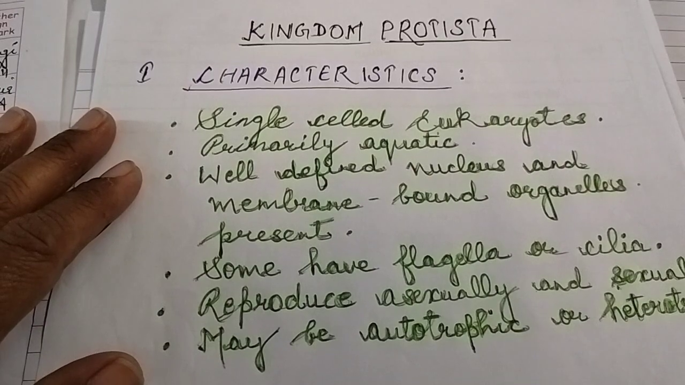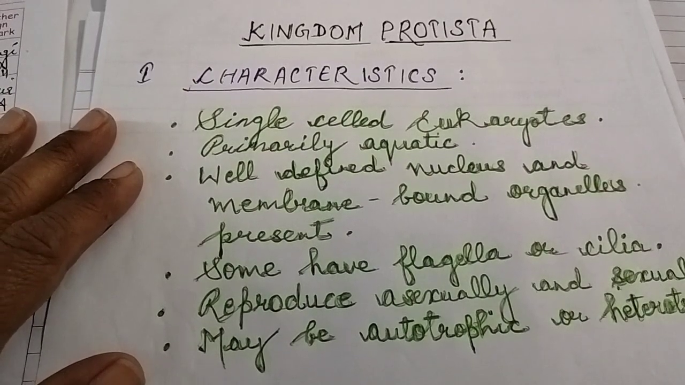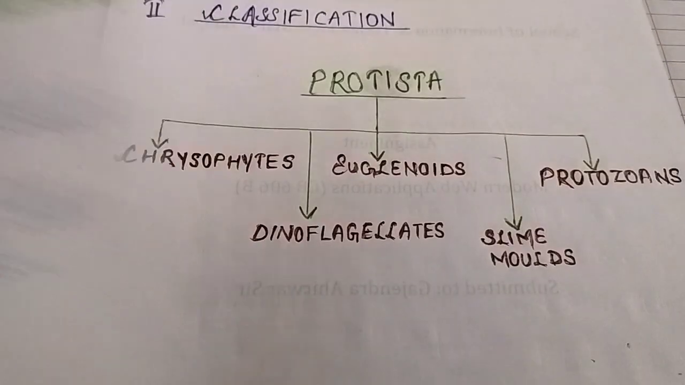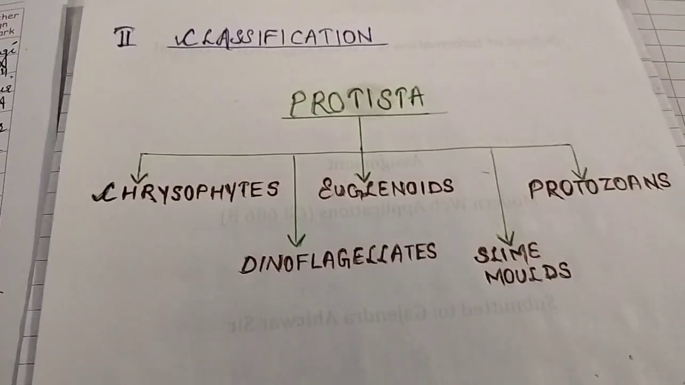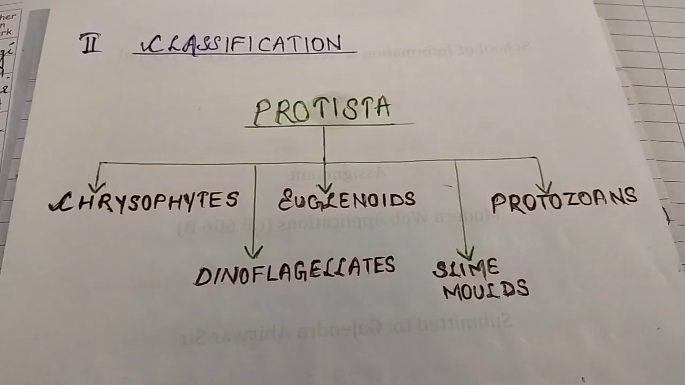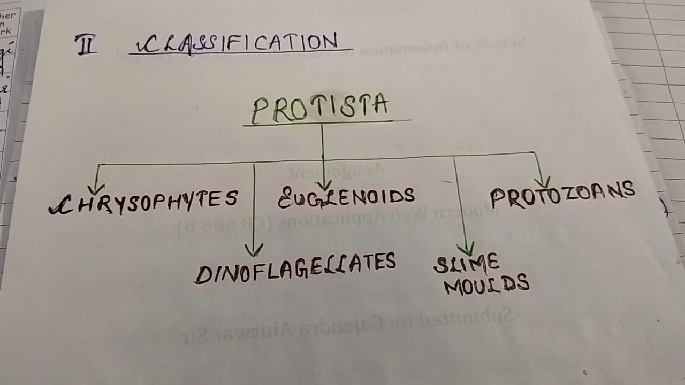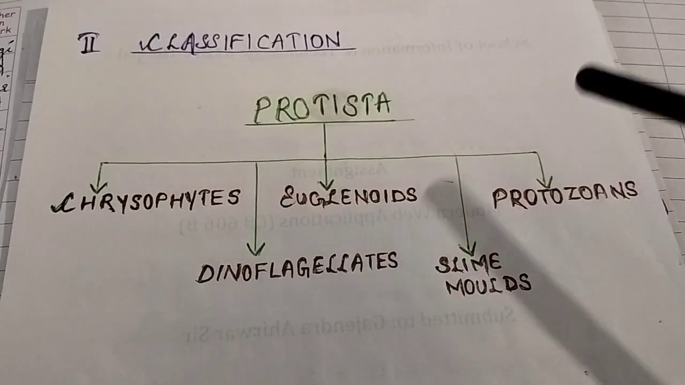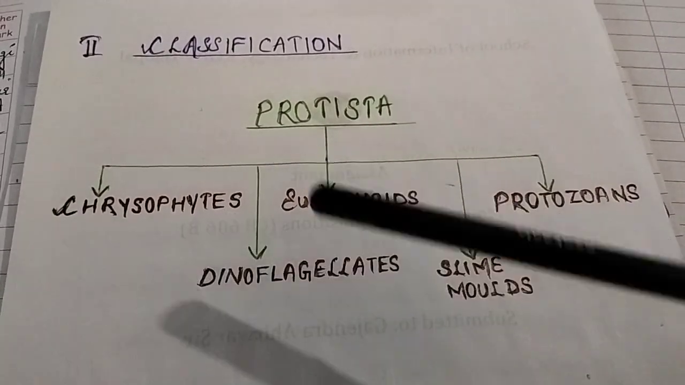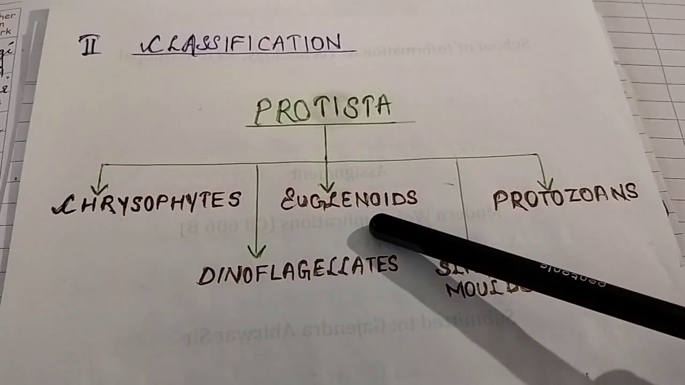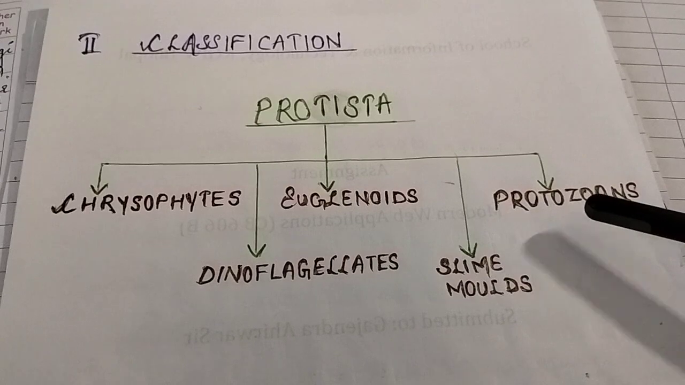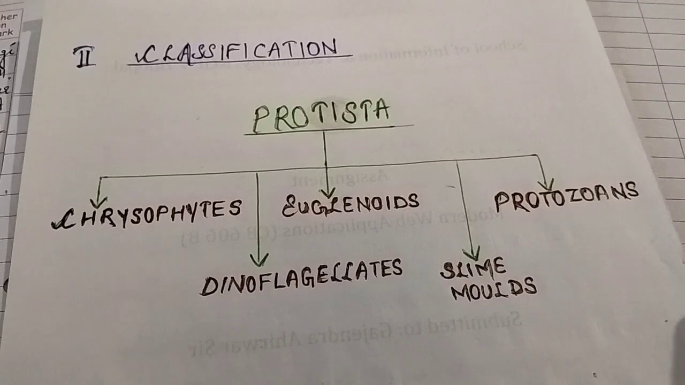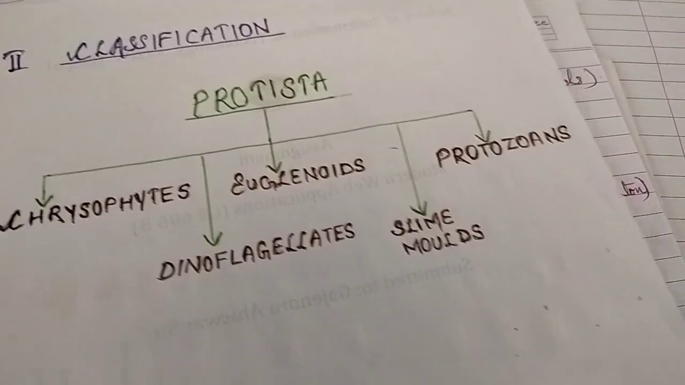In our last video, we discussed the characteristics of Kingdom Protista. Now today we will discuss the classification of Kingdom Protista. Coming to the classification, you can see here that Protistans have been divided into five main groups. What are they? Chrysophytes, dinoflagellates, euglenoids, slime molds, and protozoans. These are the five groups of Kingdom Protista, and we will study each of them separately.